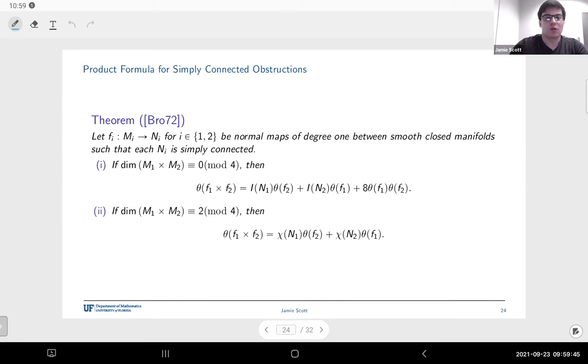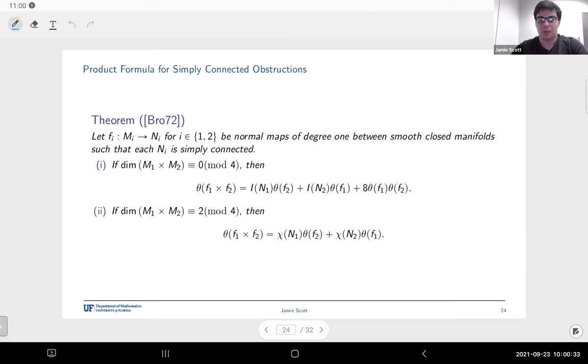So if I have two maps, F1 and F2, both normal maps of degree one between two closed manifolds, and we assume that the codomains are simply connected, we have to break this up into two cases. That is if the dimension of the product is zero mod four or two mod four. If it's anything else, of course, the surgery obstruction is trivial because odd surgery obstructions are trivial in the simply connected case. So in the zero mod four case, we get that the surgery obstruction of the product is equal to the signature of N1 times the surgery obstruction of F2, plus the signature of N2 times the surgery obstruction of F1, plus 8 times both of the surgery obstructions.